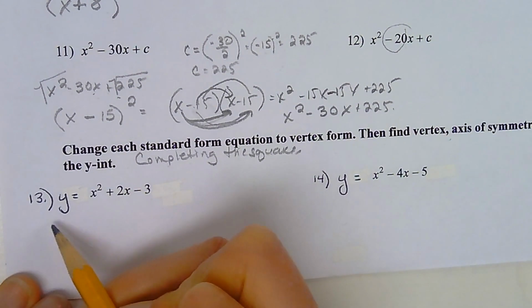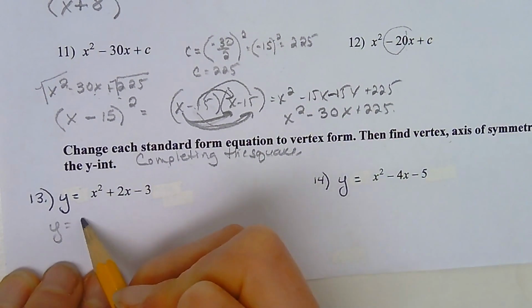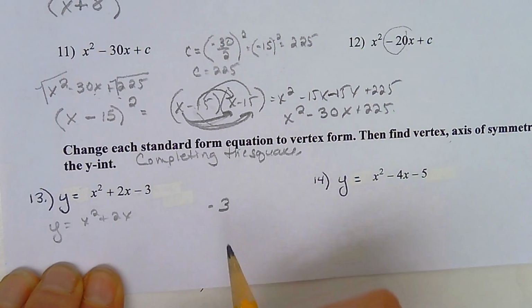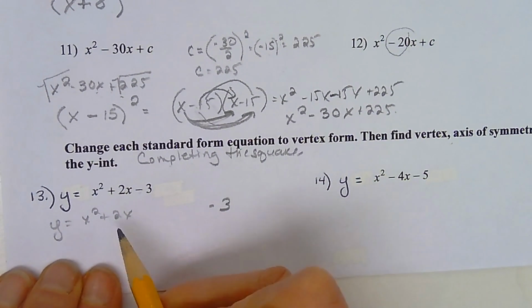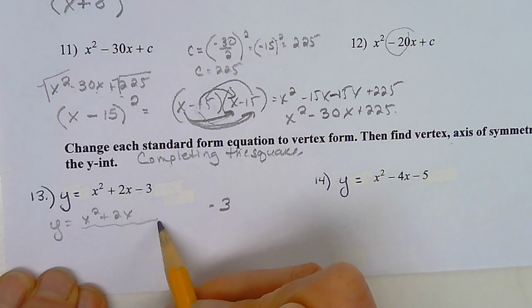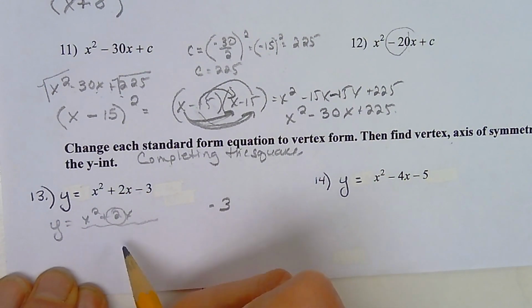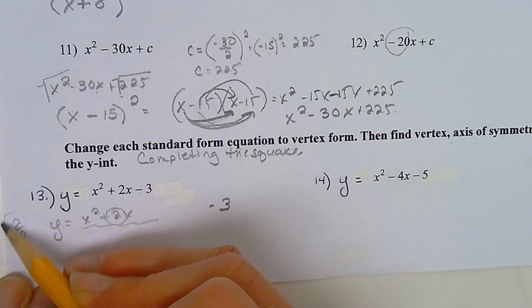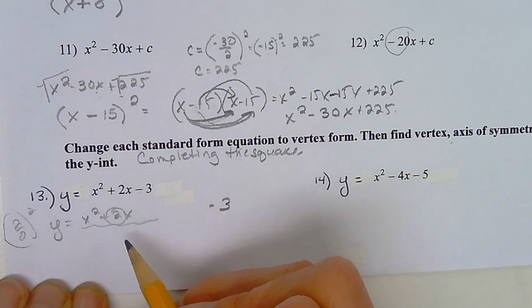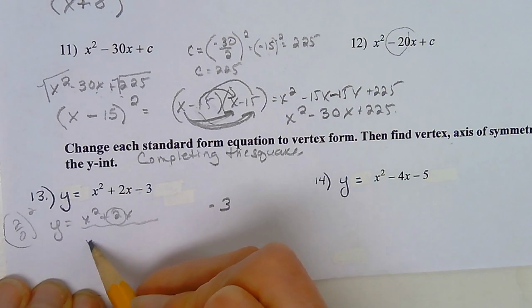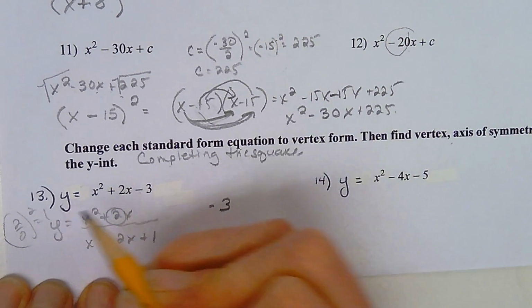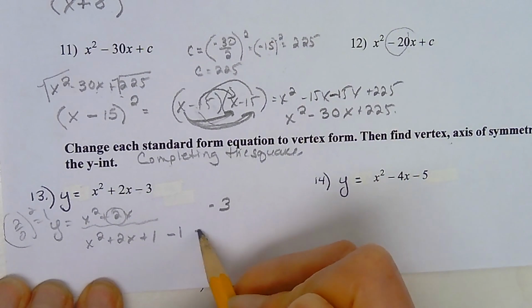This is review. So y equals x squared plus 2x. Now I'm going to move this minus 3 all the way over here. I'm going to complete this square by taking the x term, dividing it by 2 and squaring it. So that's 2 over 2, that's 1 squared. So I get x squared plus 2x plus 1. And then I have to subtract 1 to keep the equation equivalent.